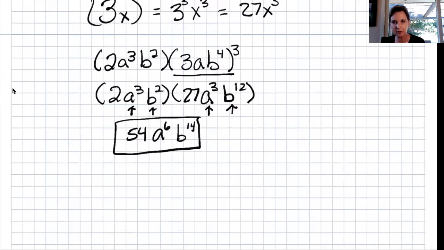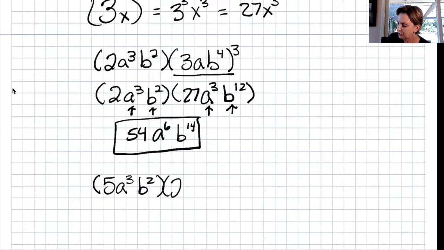Now I'm going to give you one, and I want you to pause the video and answer this one on your own, and then turn the video back on and see if you got the right answer. So let's do 5a cubed b squared times (2a b to the 4th), and that whole thing is cubed. Now you're going to pause the video and solve it, and then turn the video back on and see if we get the same answer. So pause the video.